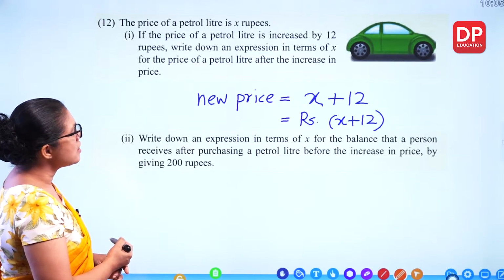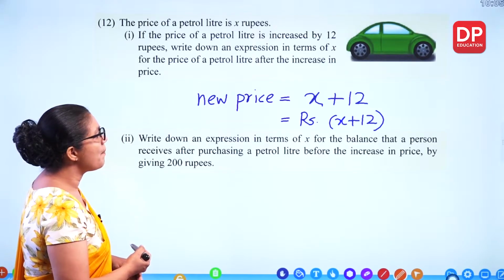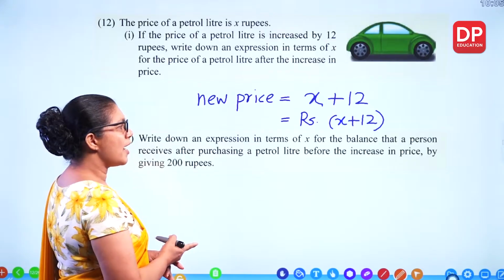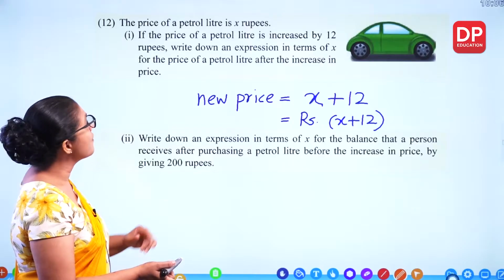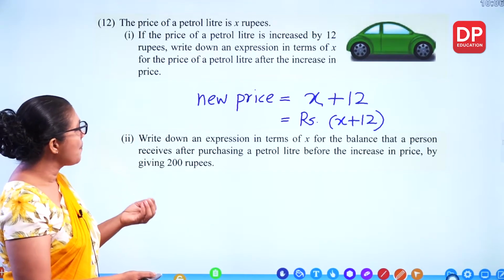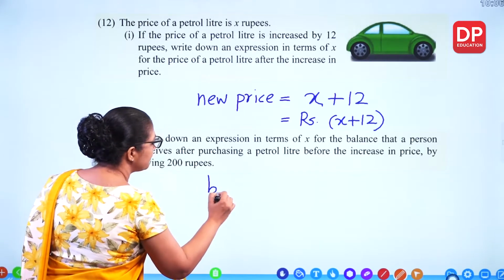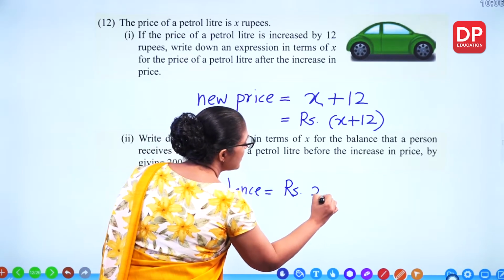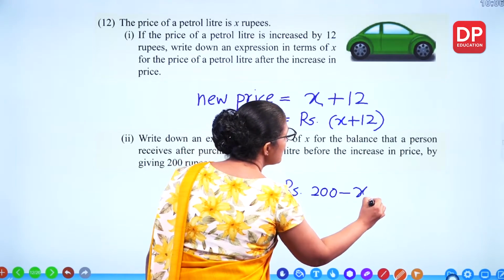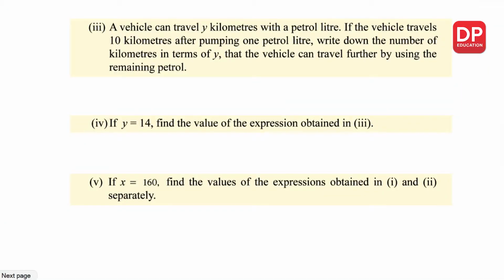Write down an expression in terms of X for the balance that a person receives after purchasing a petrol liter before the increase in price by giving 200 rupees. So what's the price before increasing? That's X. So you give how many rupees? 200 rupees. So what's the balance? Balance is you give 200 rupees and you spent X rupees for petrol. So 200 minus X.